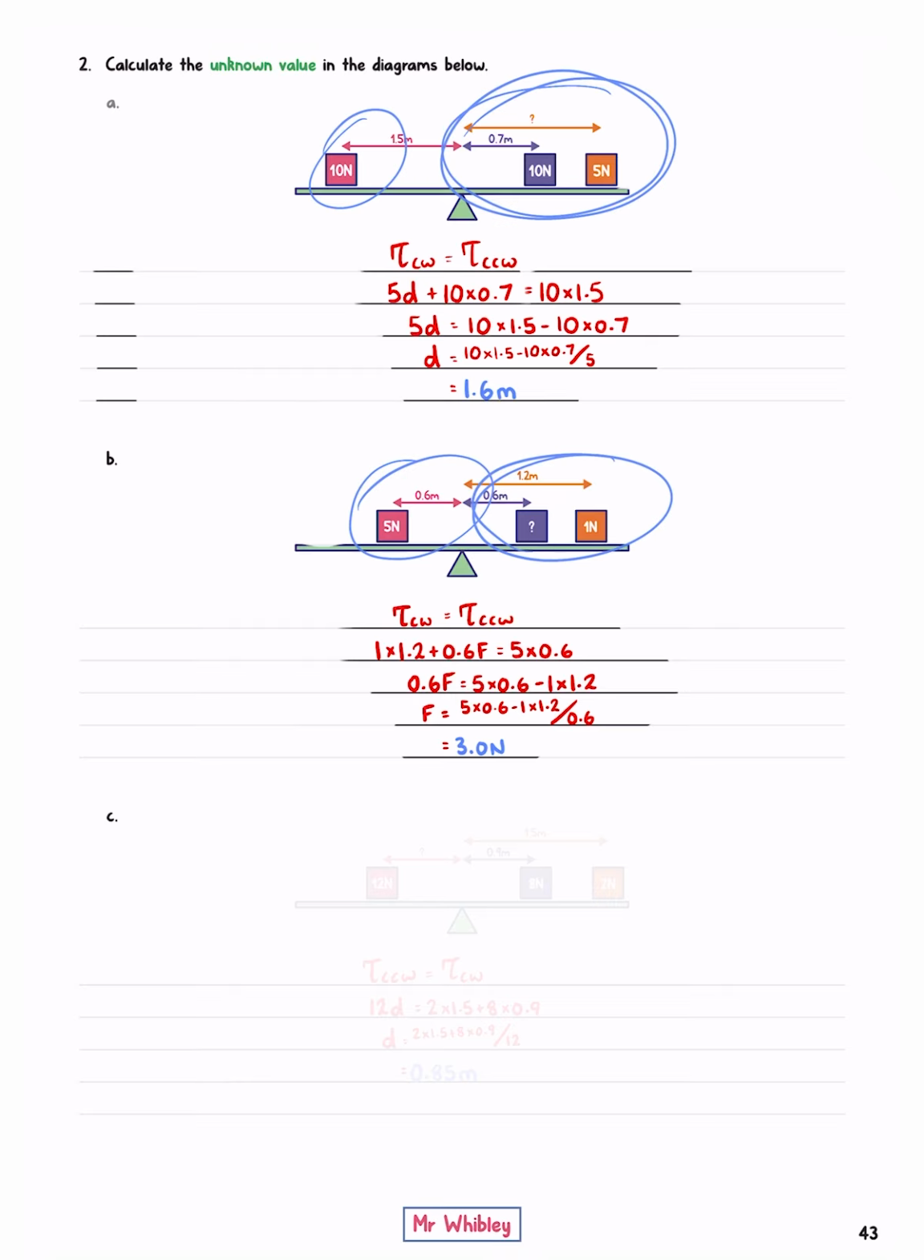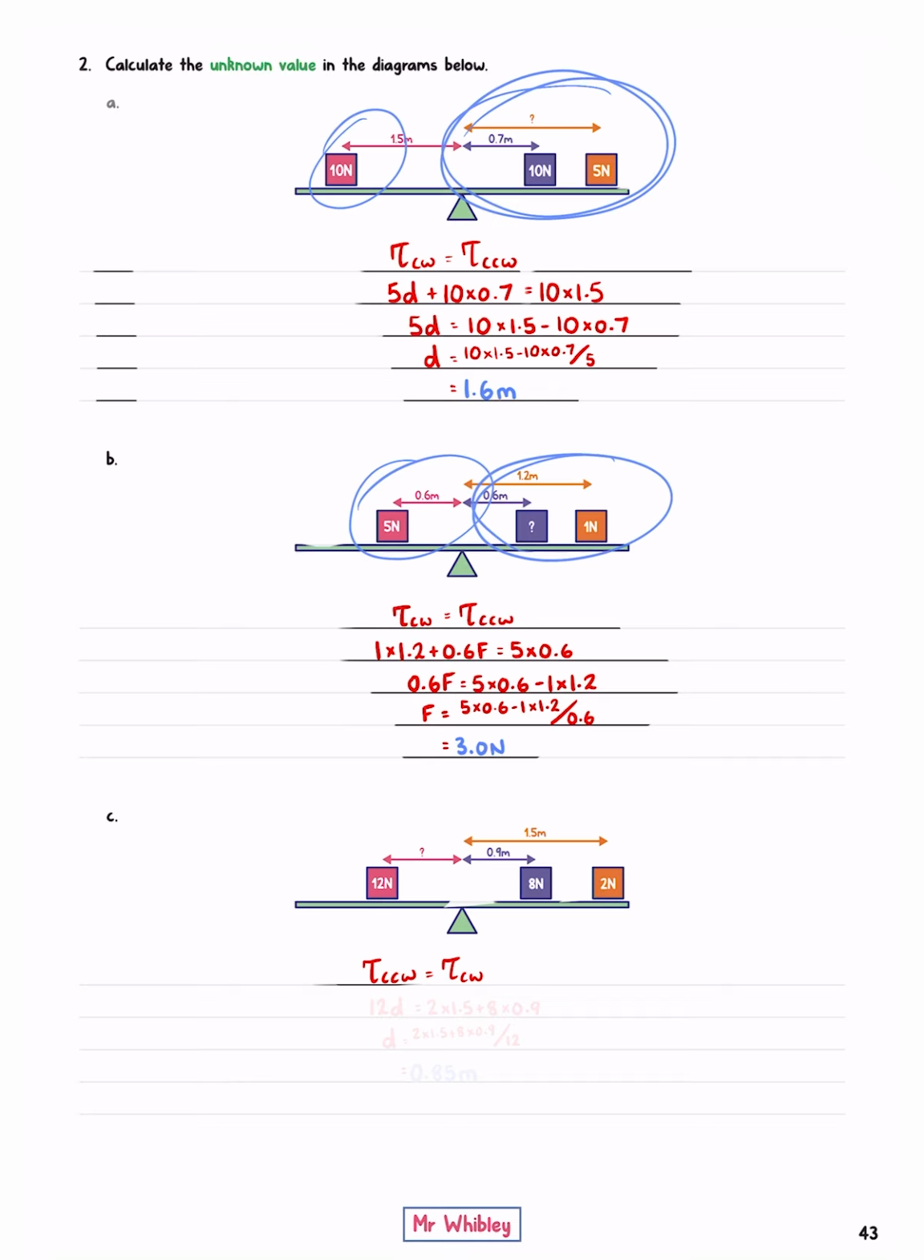For section C, we have a 12 Newton mass an unknown distance from the pivot, a 2 Newton mass on the other side, a distance of 1.5 meters from the pivot, and an 8 Newton mass, a distance of 0.9 meters from the pivot. Our clockwise and counterclockwise torques must equal because the system is in equilibrium.